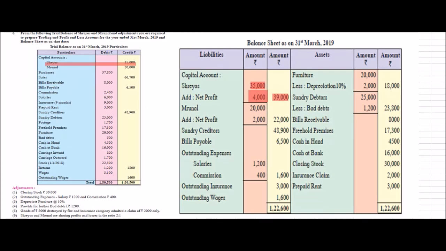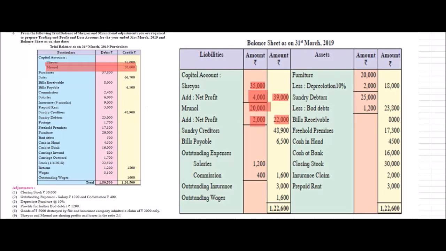Next is Mrunal, whose amount is 20,000 rupees, and his net profit was 2,000 rupees, which we transferred from the P&L account to the balance sheet. So how much did he get? Totally 22,000 rupees. So Shreyas got 39,000 rupees and Mrunal got 22,000 rupees.